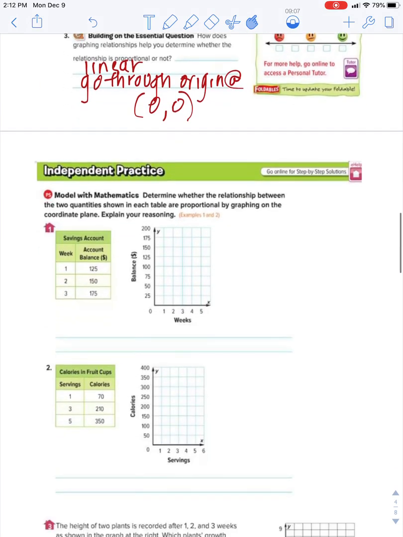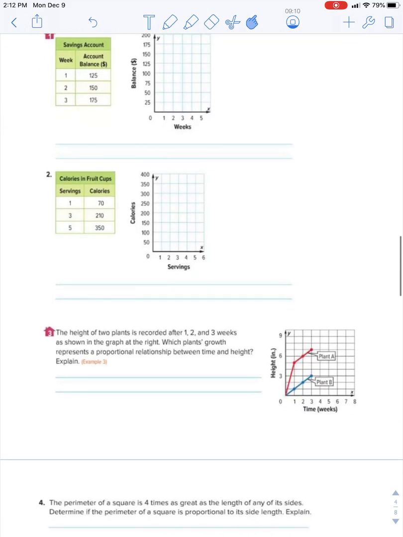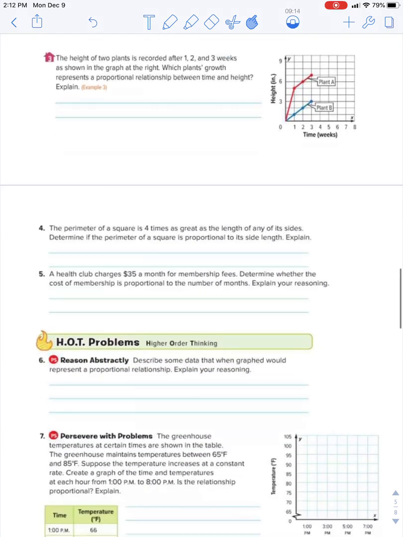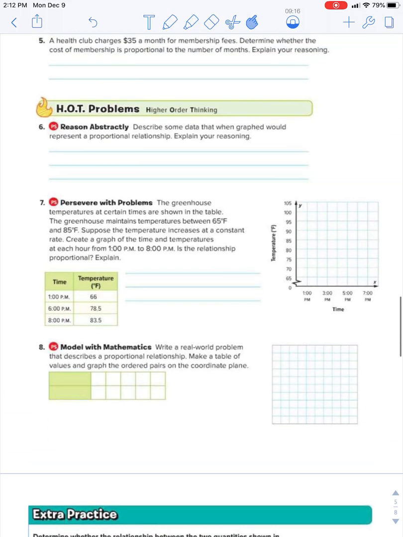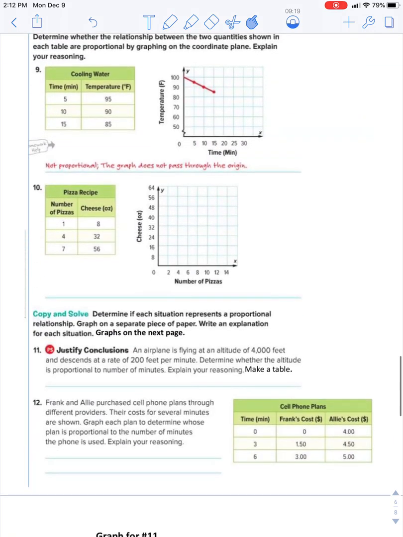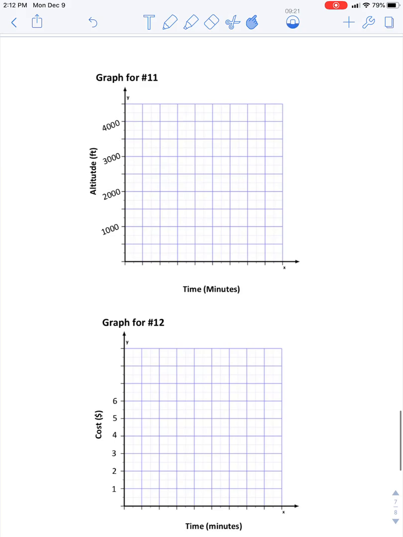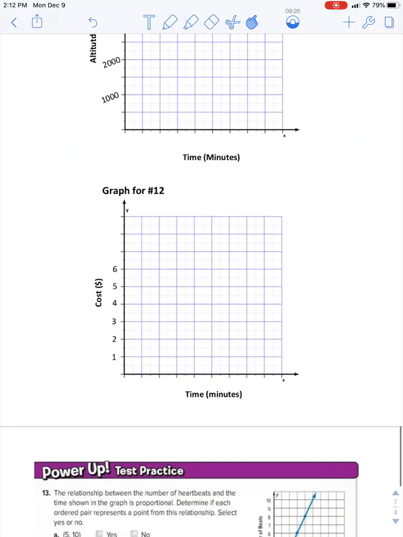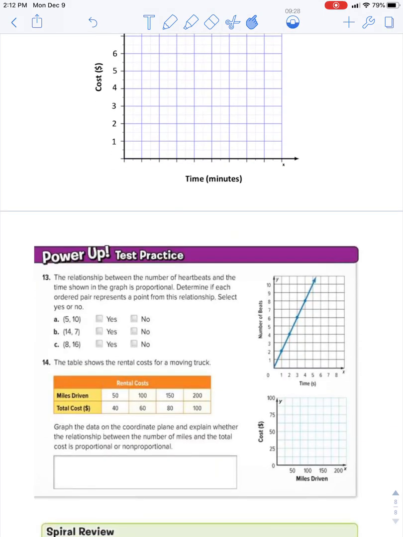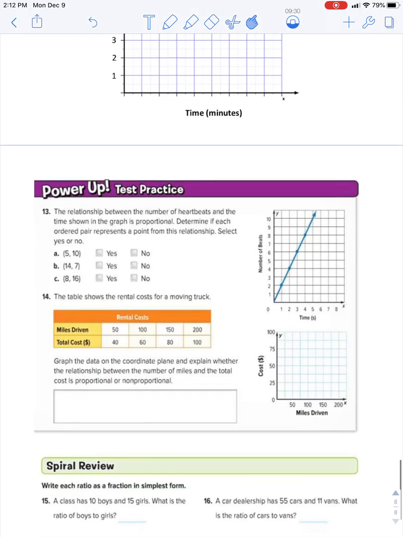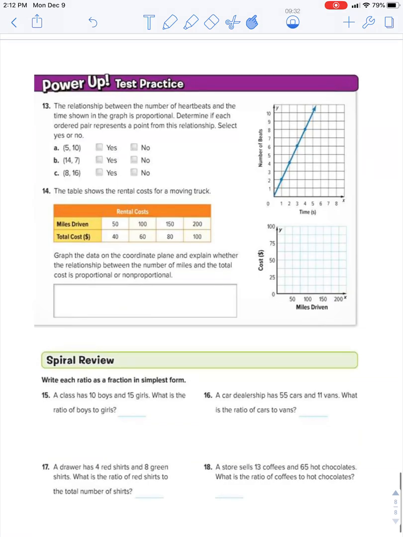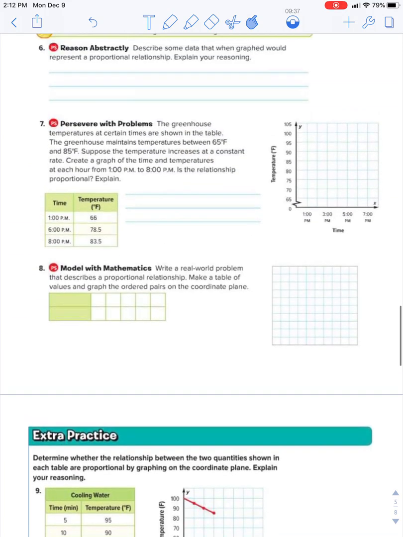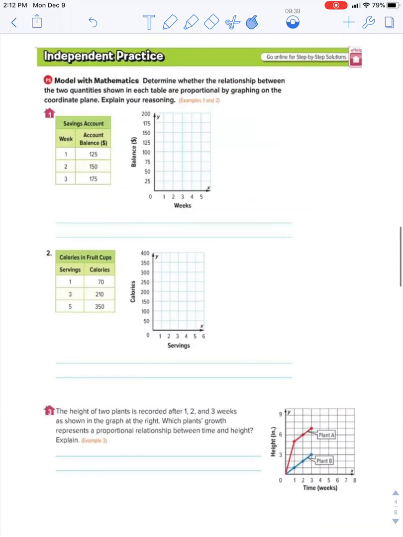All right, so by yourself, you are going to do the independent practice, which includes numbers 1, 2, 3, 4, 5. You're also going to do these hot problems and extra practice on your own. These 2 graphs right here are for the above numbers 11 and 12. We just made some bigger graphs for you. And then you can power up, do the test practice. So these would be things you're likely to see on your test with Spiral Review. So you have quite a bit of work on your own to do. So go ahead and get started on that. Keep that with you in your packet.